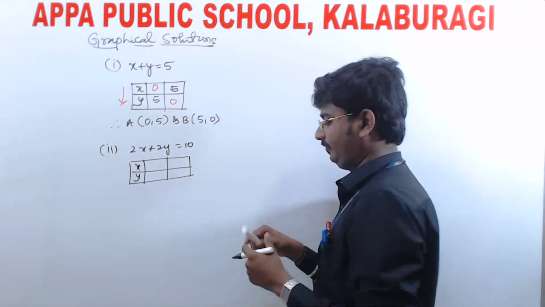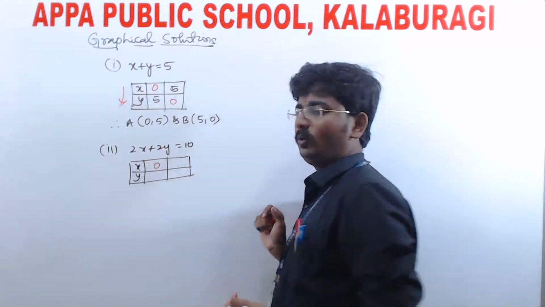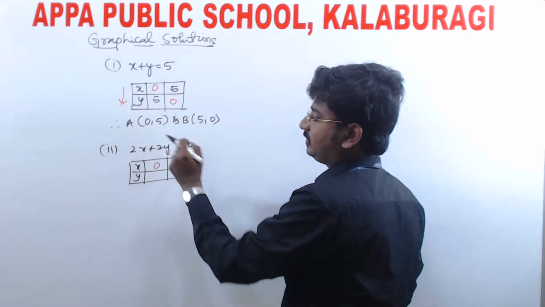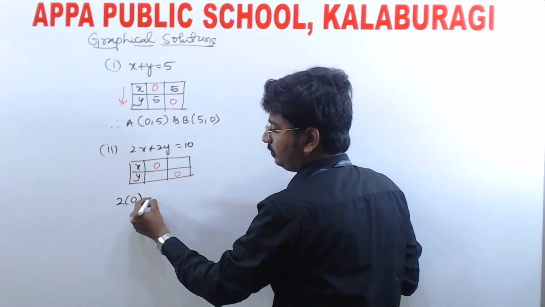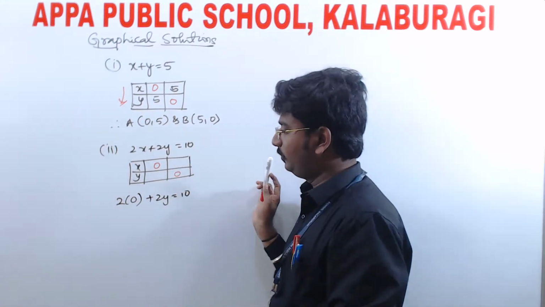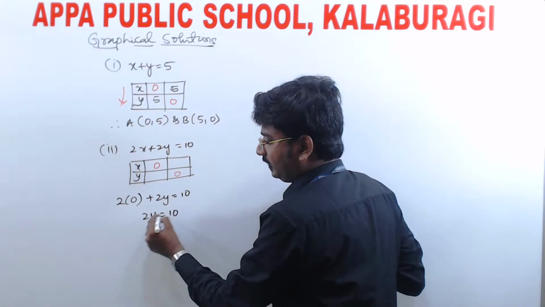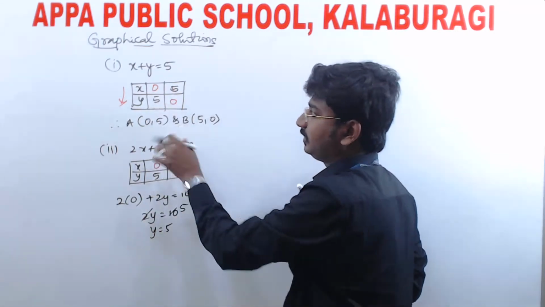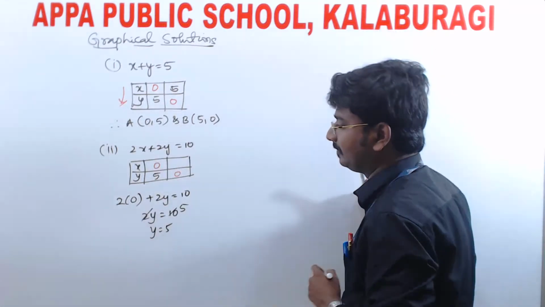Again x and y. First x is 0, then y is 0. When the x value is 0, 2 into 0 plus 2y equal to 10. Anything which is multiplied by 0 is 0. So 2y is equal to 10. 2 fives are 10. The y value is 5. Almost the same, because they are coincident, right?